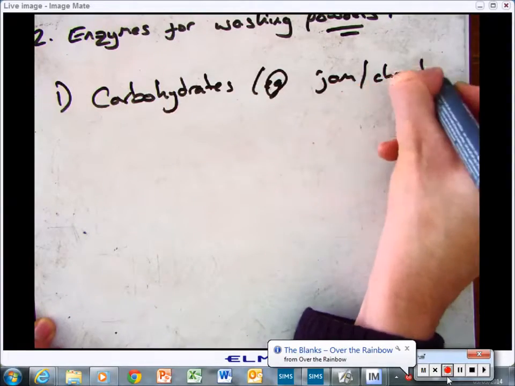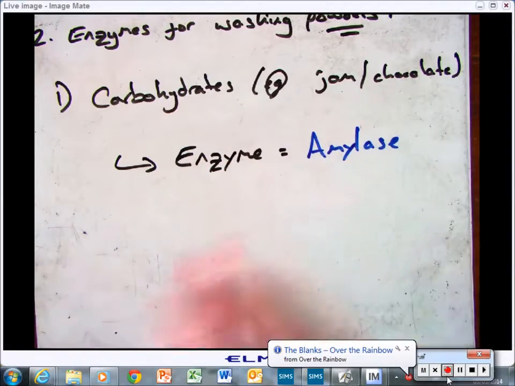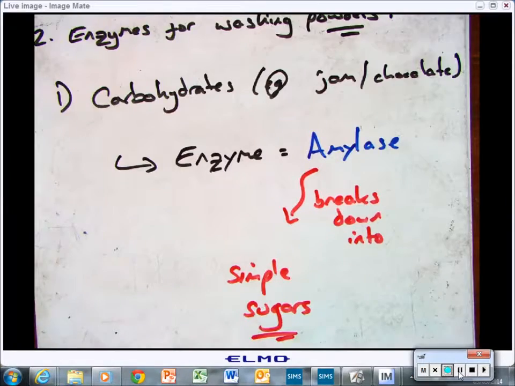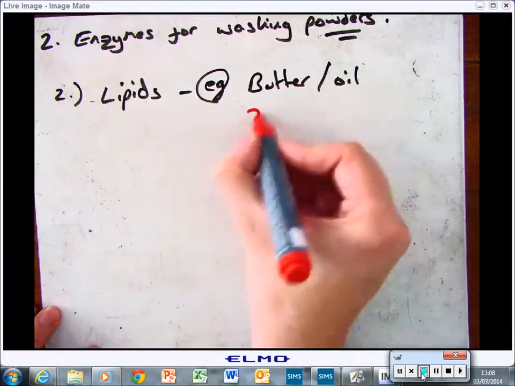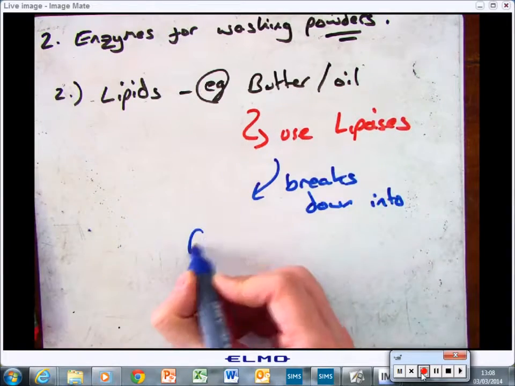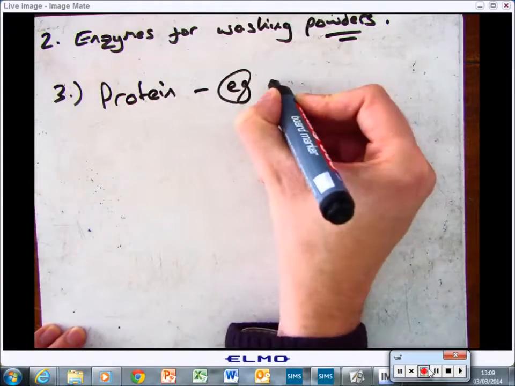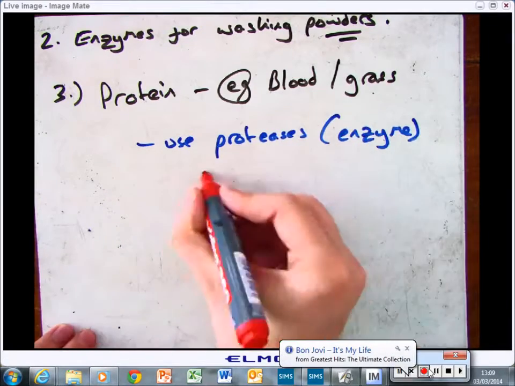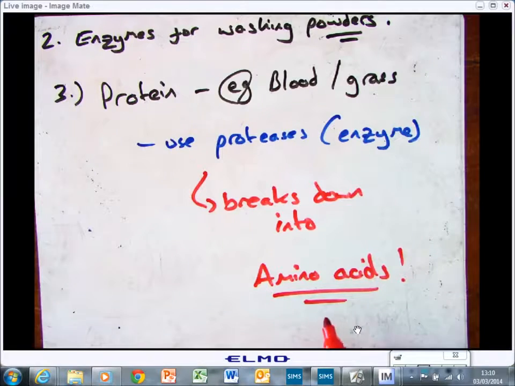So in the example of carbohydrates, for example jam and chocolate, they'll use the enzyme amylase. That amylase will break down the carbohydrates into simple sugars which will easily wash out. Lipids, so for example butter and oil, they will use lipase, and that will break it down into fatty acids and glycerol. And finally protein, which for example is blood or grass stains, they use protease, and that will break down the protein into amino acids, which are again much smaller and can be washed out.